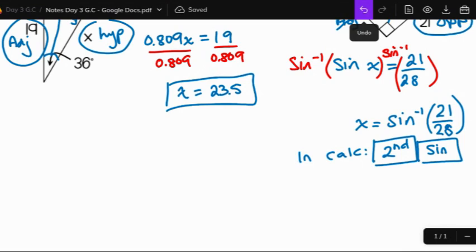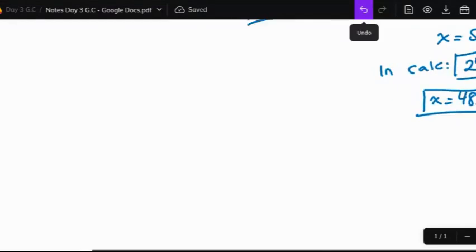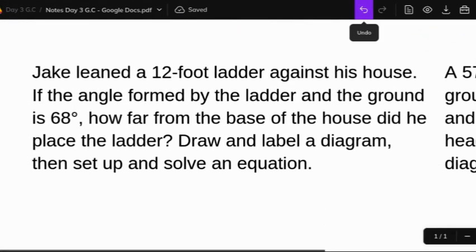And then you'll type in the 21 divided by, and then 28. So that's how you enter those values. We should end up with a calculation of about, I wrote it so messily on my notes, but I think it's 48.6. So that's how you tackle inverse trig ratios.